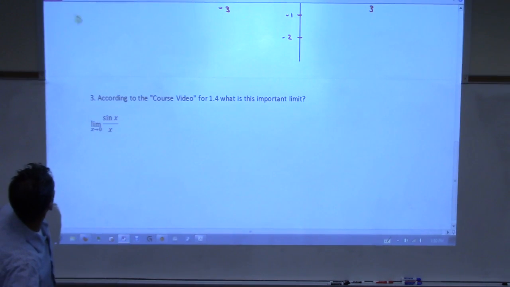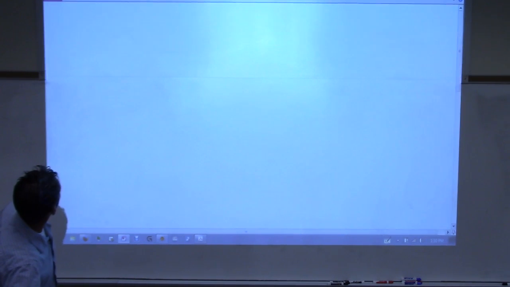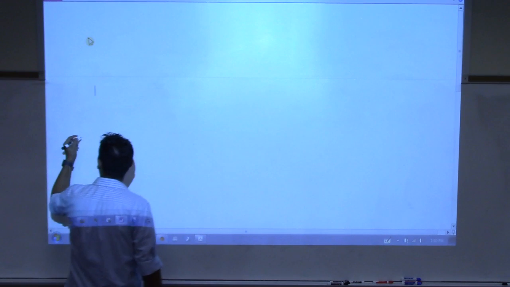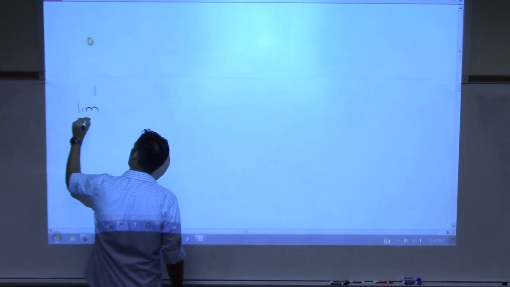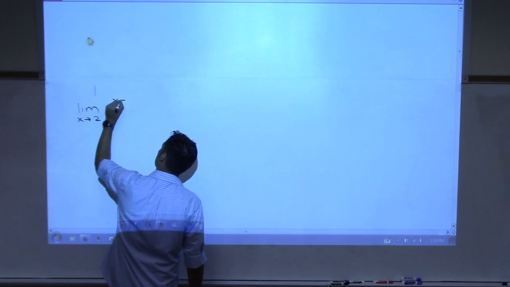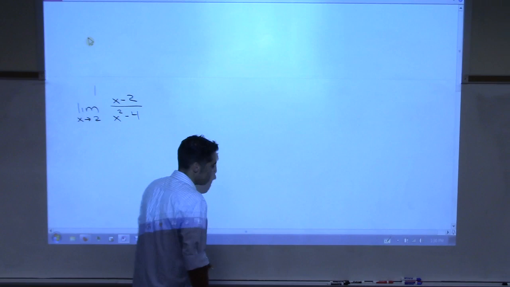I would like for us to look at our first calculating a limit by hand: the limit as x approaches 2 of x minus 2 over x squared minus 4.